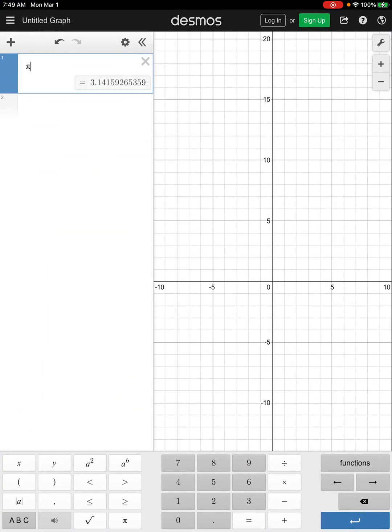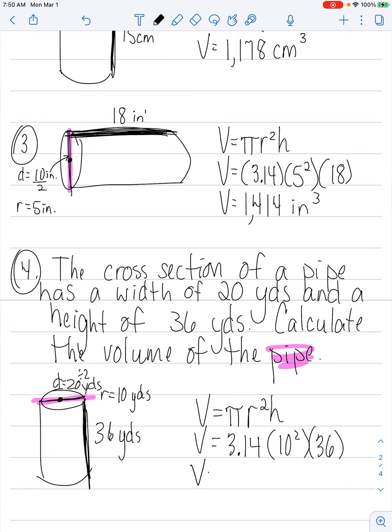So I'm going to say pi times, we said our radius was 10 squared, times my height, which was 36. So again, we're going to round this to the nearest whole number. So 11,309, that 7 after the decimal bumps that 9 up to a 10. So 11,310. And my units are yards. So this pipe has a volume of 11,310 yards cubed, or cubic yards.